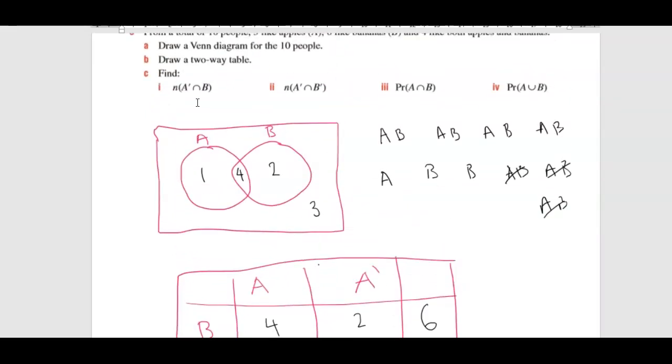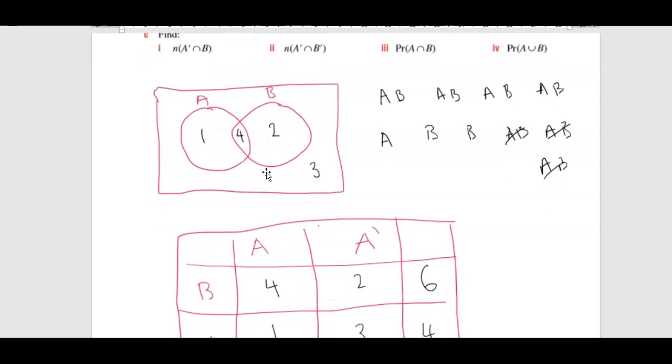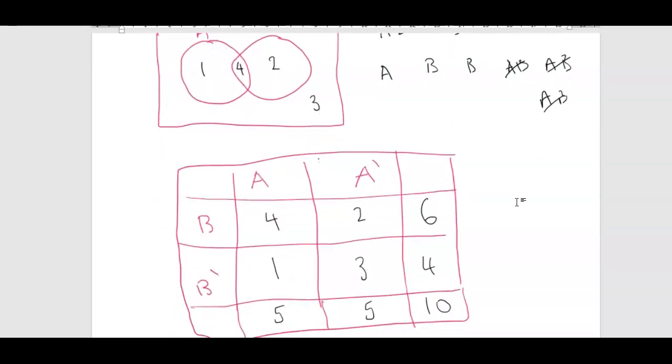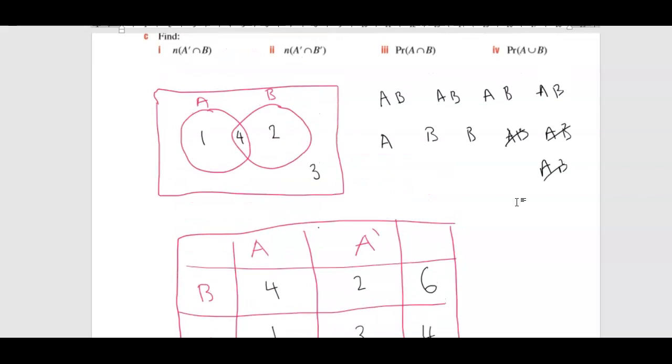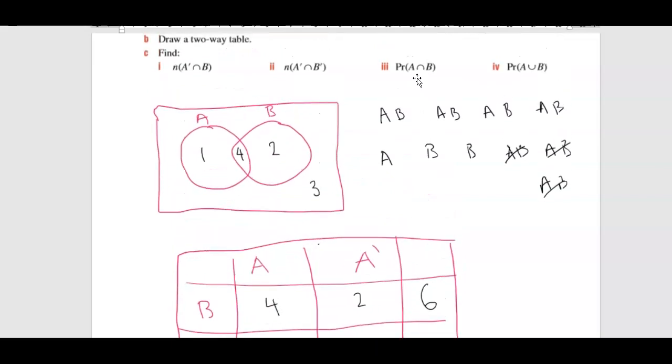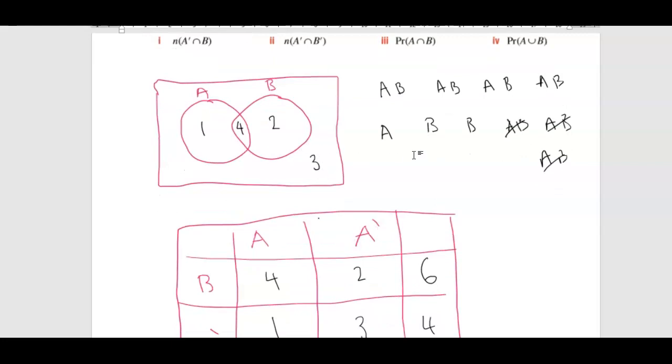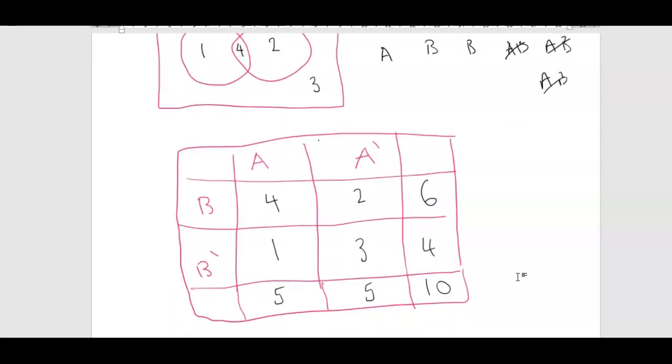I'll leave you to do the probabilities, the numbers. You can read that straight from either your Venn diagram, but I find two-way tables a lot easier to read. Just remember this probability is A and B, probability of A or B. Okay, so A or B is everything except for 3. So 7 people like apples or bananas. And then I think we get to the challenging questions.